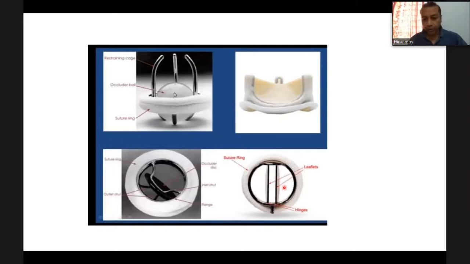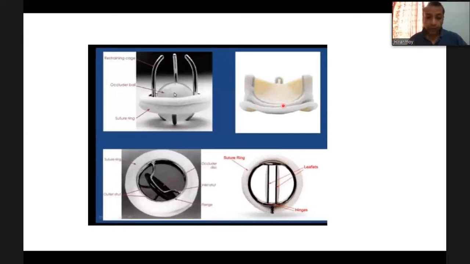And the most commonly used valve is this one, the bileaflet tilting disc valve. It is the St. Jude bileaflet tilting disc valve. You can easily appreciate this because there are two leaflets, 1 and 2, and 3 orifices: the middle one and 2 side orifices. So it is a bileaflet tilting disc valve. And this one is the bioprosthesis valve.